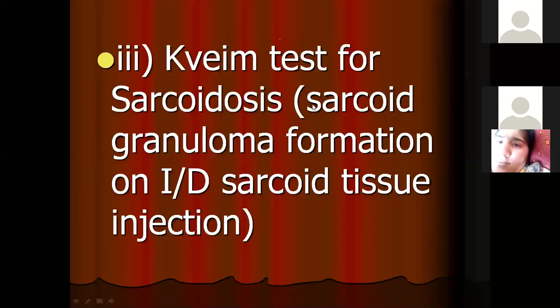Kveim test is done for sarcoidosis. In this test, sarcoid granuloma formation occurs when sarcoid tissue injection is done intradermally. This is sarcoid granuloma formation.